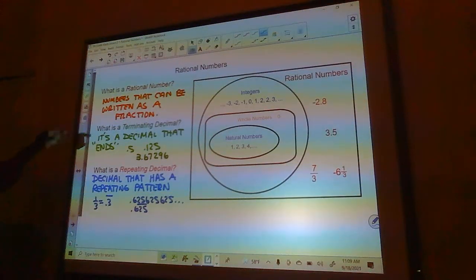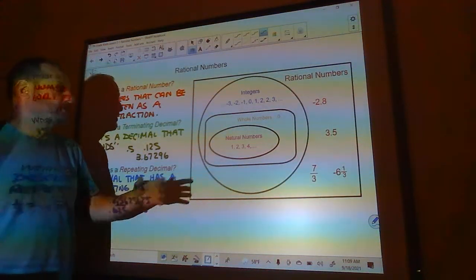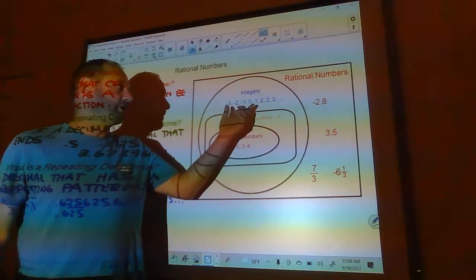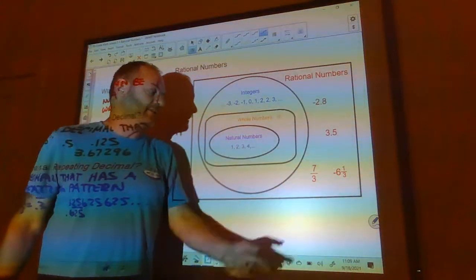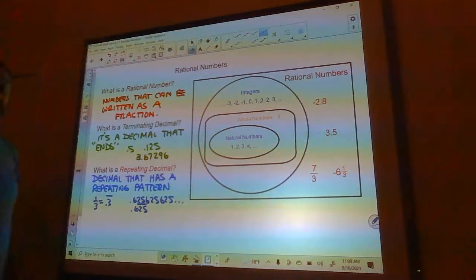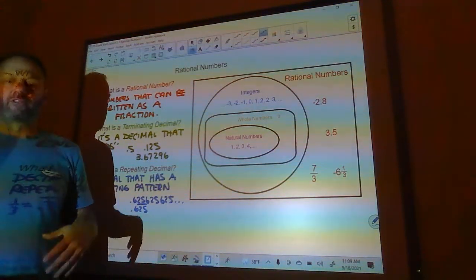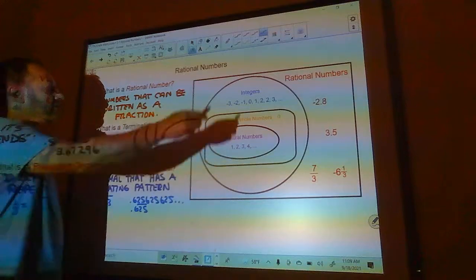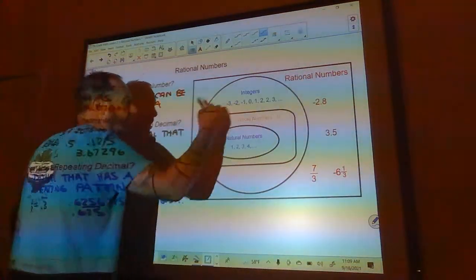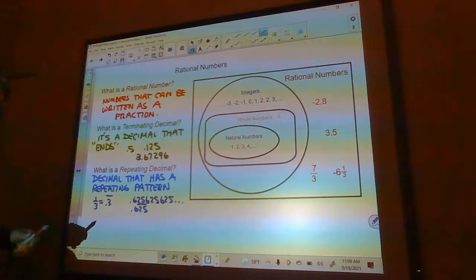Okay, so there's the numbers we're talking about so far. These are all your rational numbers. So again, your natural numbers, your whole numbers, your integers, and anything you can write as a fraction. Now, there are some numbers that you can't write as a fraction. We'll get into those later. Those are called real numbers, and those would be out here. They would include all of these plus some other numbers. Okay?